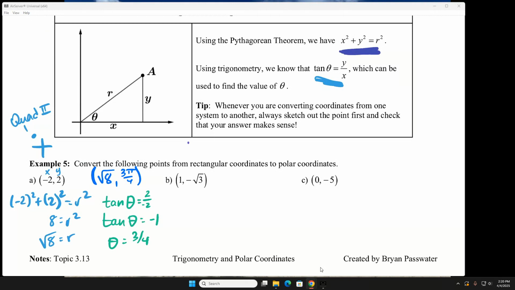All right, so let's do it again. Let me make sure I graph this one right. I'm sorry. So this is an x and this is a y. So we're going to go right 1, down square root of 3. So we're looking for our angle. When we get our angle, we definitely need to choose an angle in quadrant 4. Okay, so we have x squared plus y squared is equal to r squared. So 1 squared is 1. The negative square root of 3 squared is 3. So it looks like r is going to be 2.